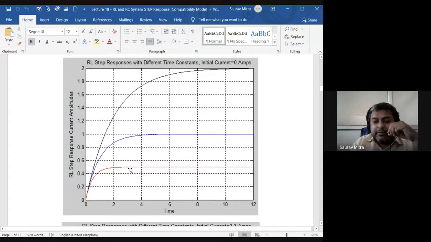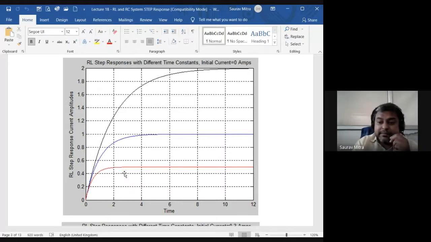That means iska time constant kam hai. That you have to understand. That means R value for the red graph is high. What is the time constant for an RL circuit? It is L by R. So if R value is high, time constant is low. If time constant is low, it will reach the required output very fast.